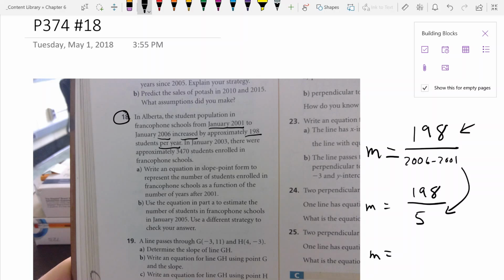Sorry, let me grab my calculator. So I got 39.6, which means that every year the population of students is going to increase by that much per year. Okay? Now, the question is actually asking us to write an equation in slope point form.